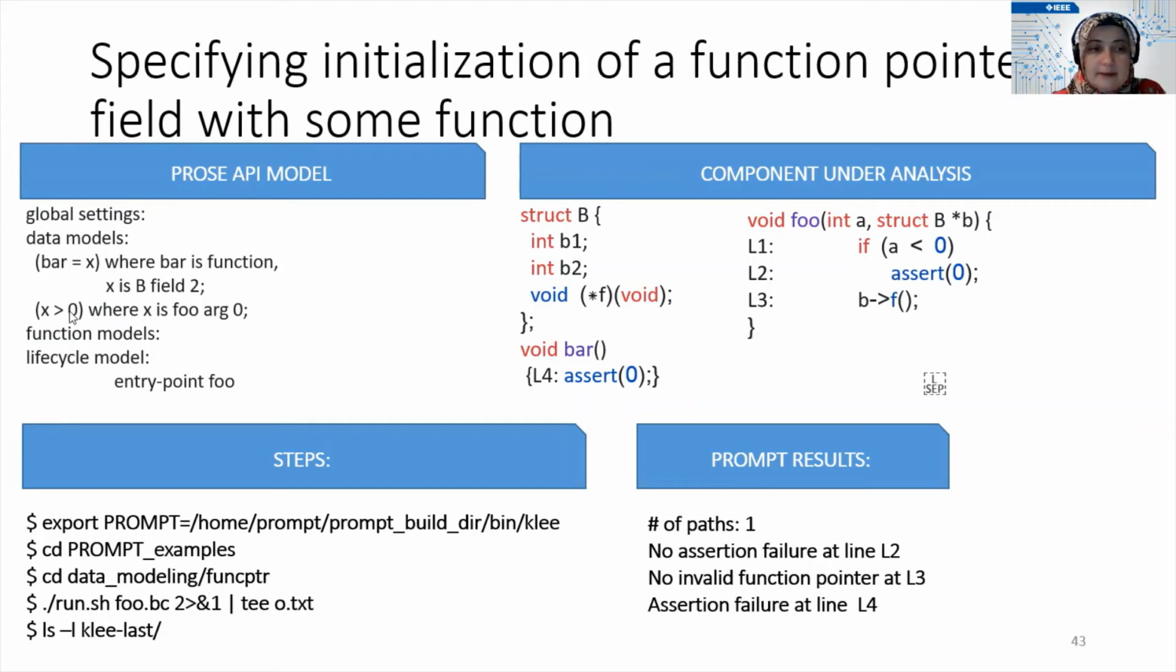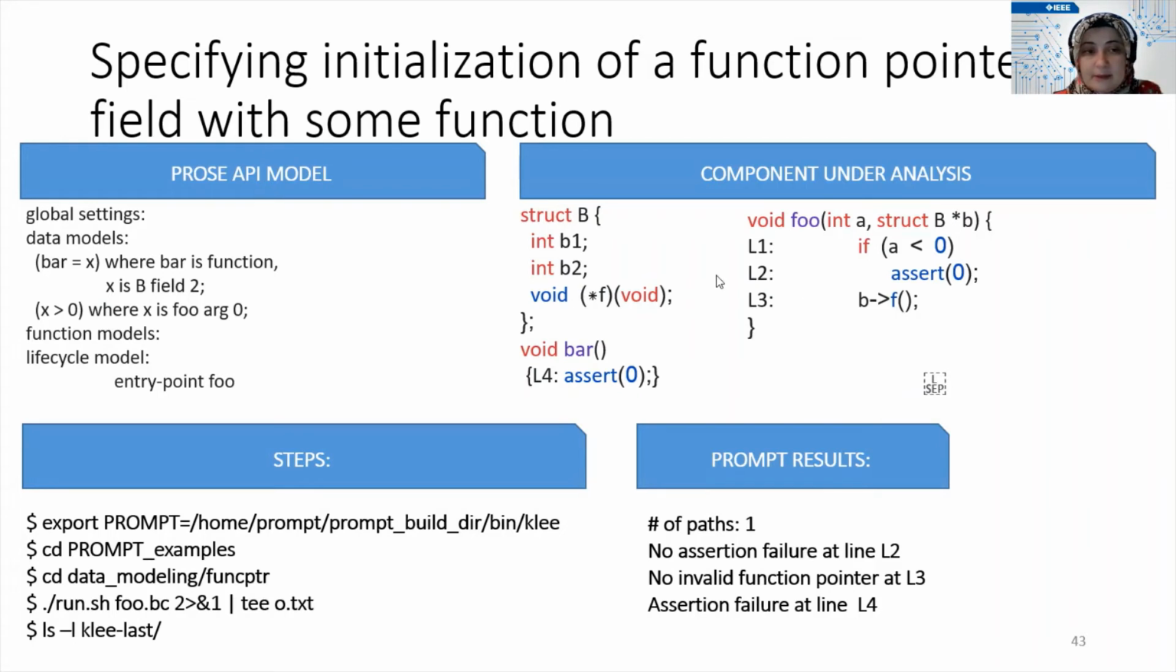And we also have another bound constraint that makes the first argument of foo greater than 0. Again, argument indices start from 0. That's why this is referring to the first argument. So if you look at the foo function, which is taking an int argument and a B pointer, we first check if a is smaller than 0, but our model says that it should actually be greater than 0. So we shouldn't reach the assertion failure at L2.